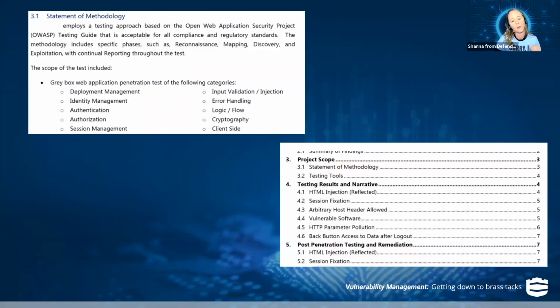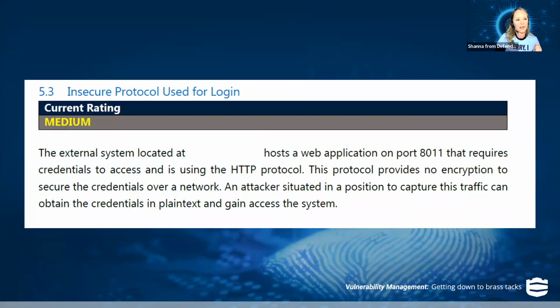In this one, the report looks a little bit different because for each result that we find, there is the testing result, and then there's a specific remediation for it. So the table of contents looks a little bit different. You'll see 4.1 here and then 5.1 for HTML injection. So set up just slightly differently, but very same.